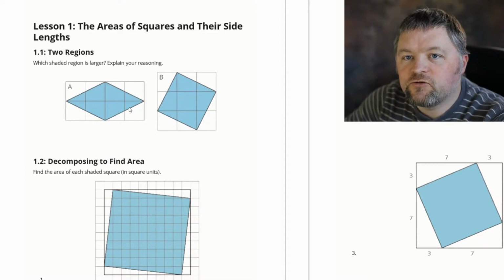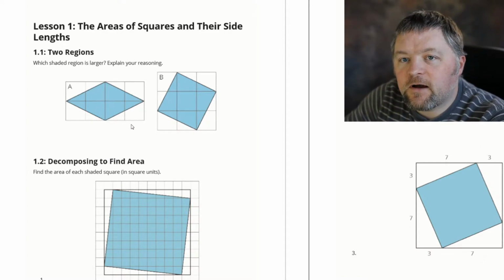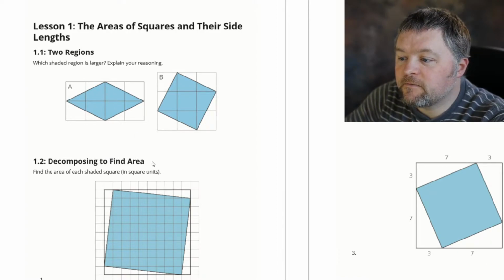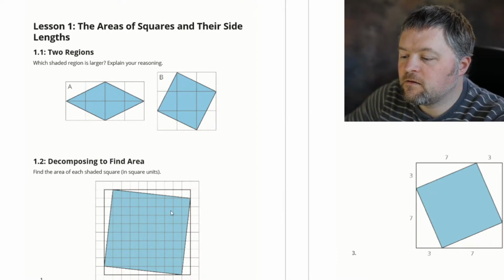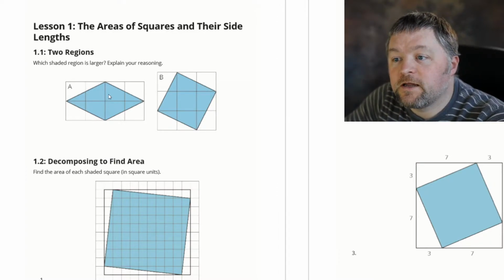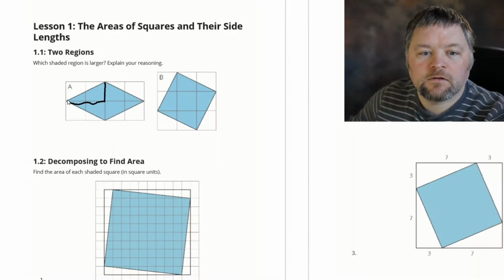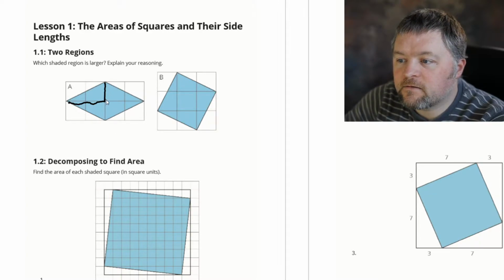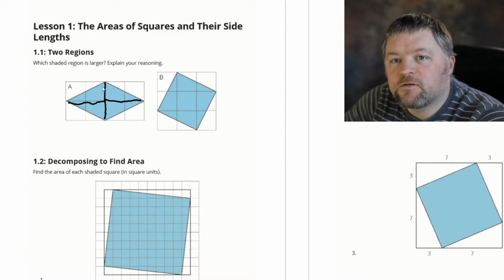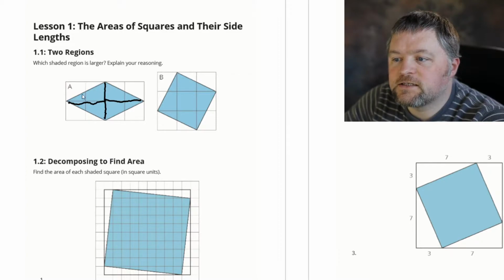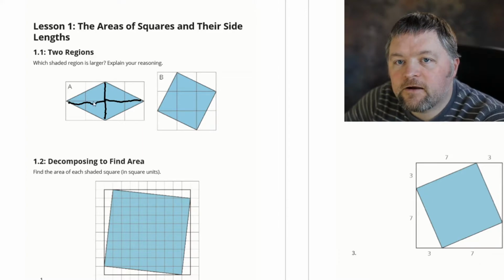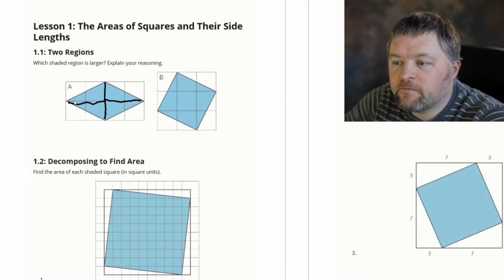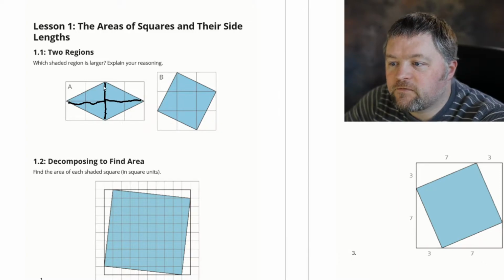Okay, looking at these two regions, we have to think about how much space they take up. This first one can be broken up into triangles pretty easily like that. And each of those four triangles is the same size. It has a base of 2 units, a height of 1 unit. Area of a triangle is base times height over 2. 2 times 1 is 2, divided by 2 is 1.